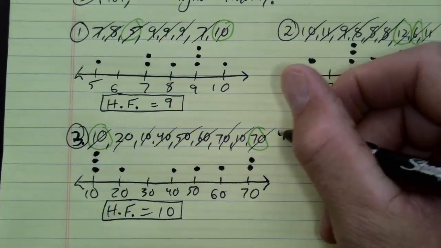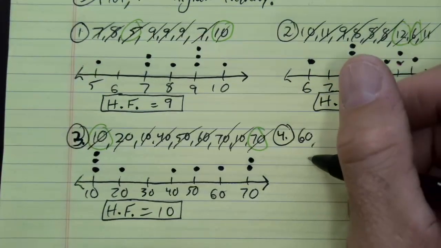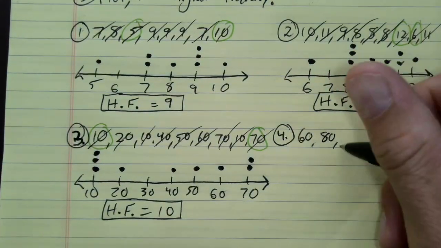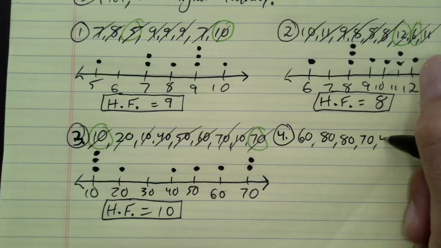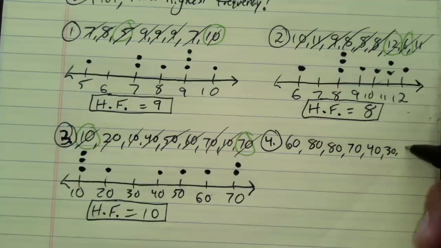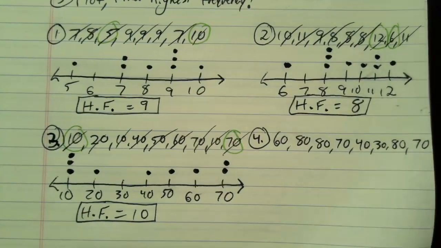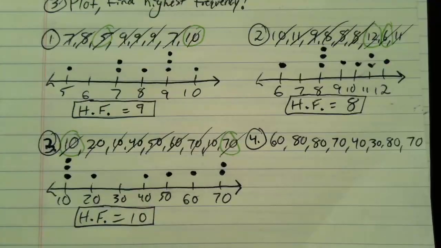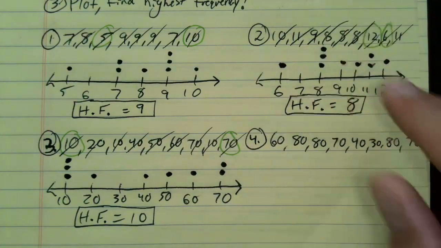Number 4. Number 4 is 60, 80, 80, 70, 40, 30, 80, and 70. Perfect on here. So this is a really cool section just because I enjoy actually doing the dots on the number line. You can put a visual next to your whole data collection.